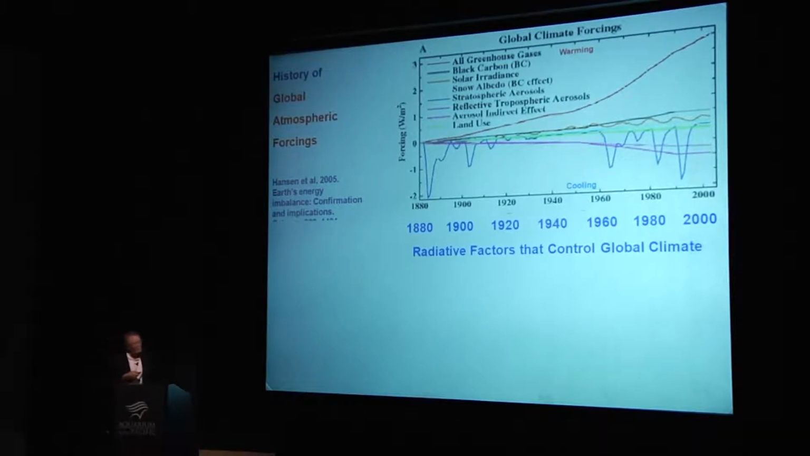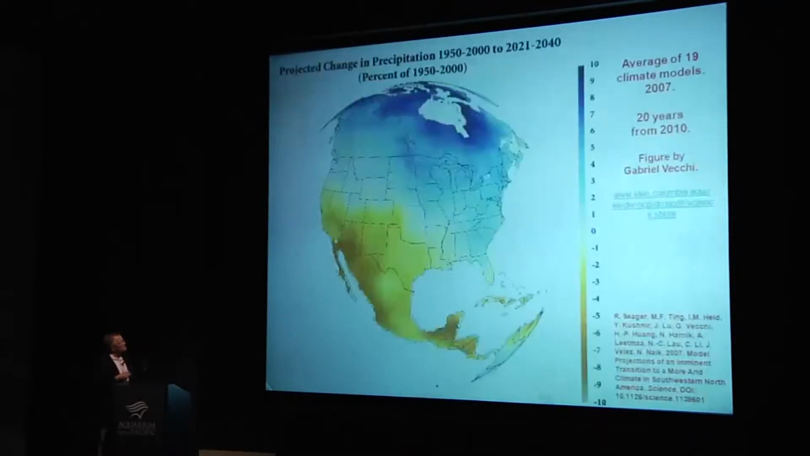It's about 0.1% that they vary the energy input. So the effect of these is calling for, this is about 20 years from now, more precipitation up here, less precipitation down here, a kind of dividing line that runs through here. This is based on something like 19 different climate models.